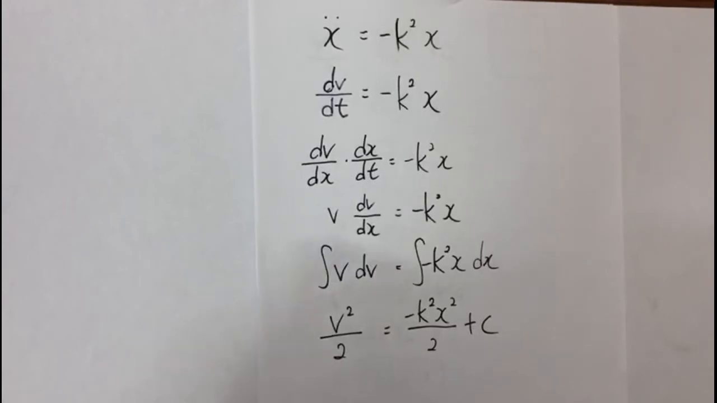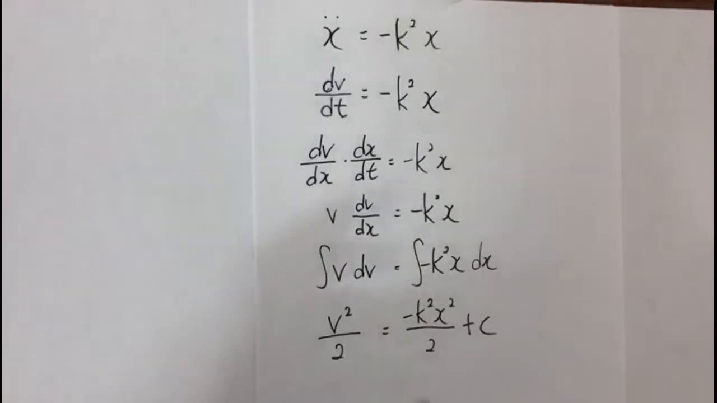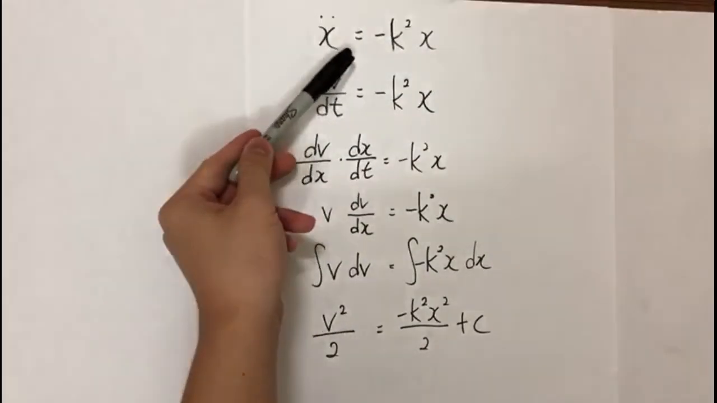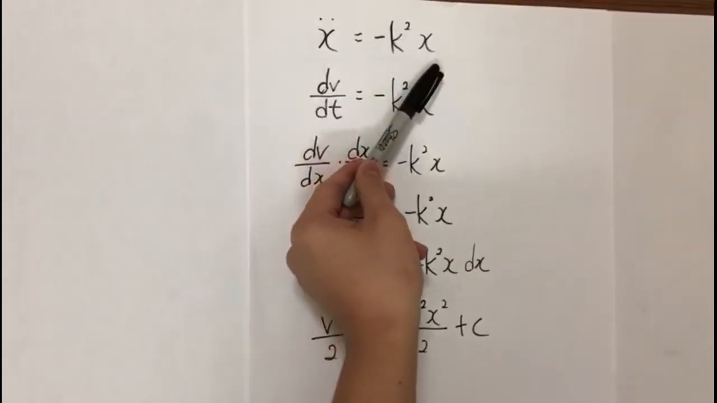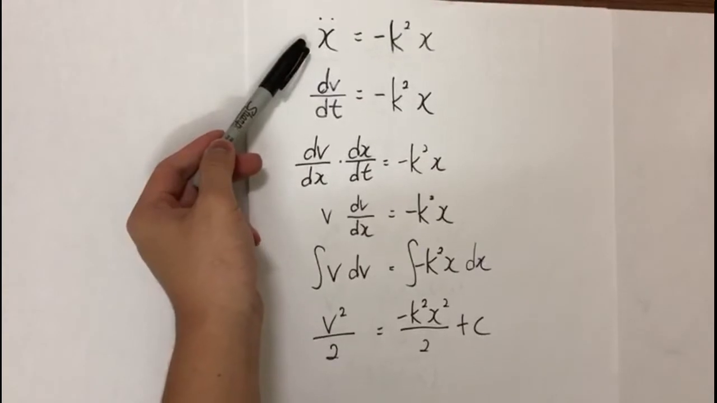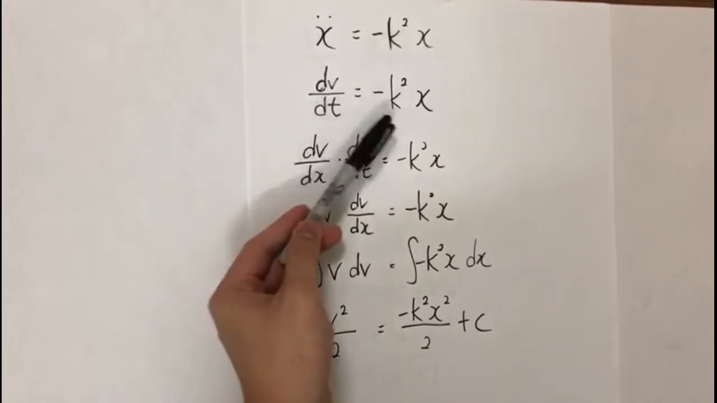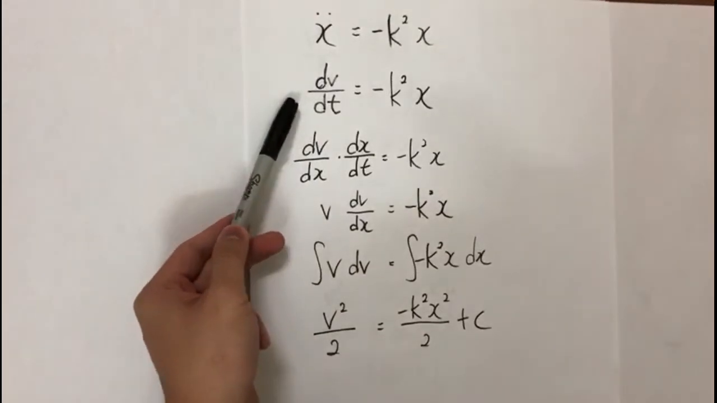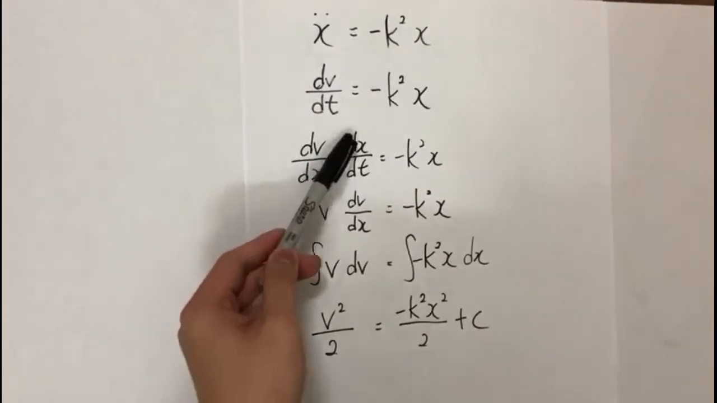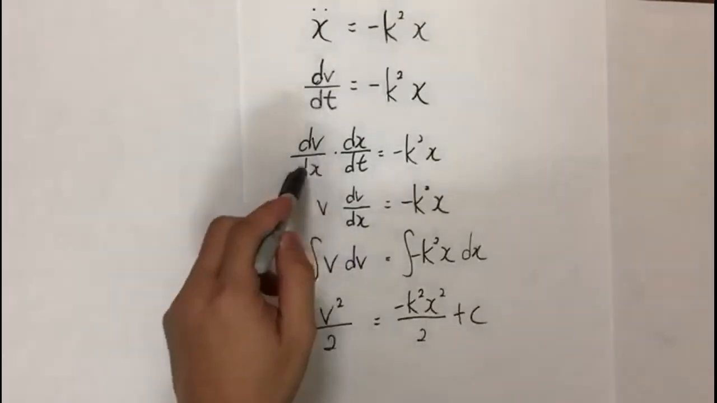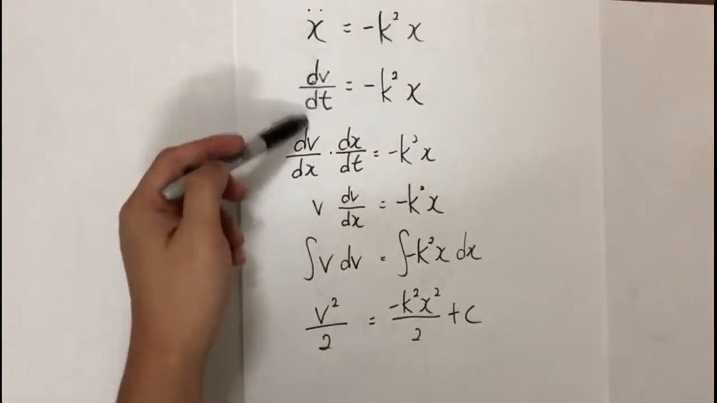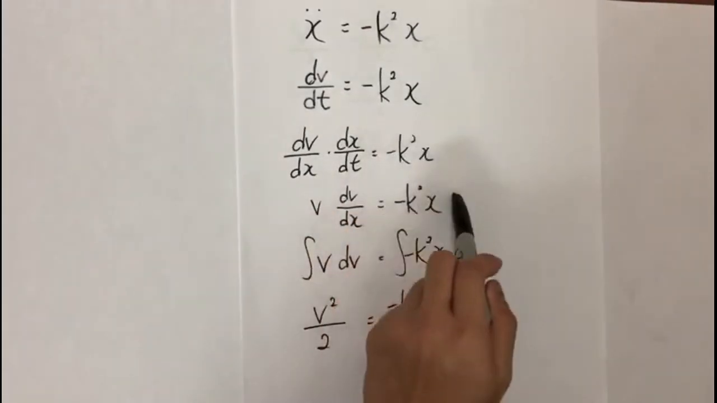As you all know, acceleration is directly proportional to displacement. Given that the equation is acceleration equals negative k squared x. Acceleration can also be written in the form of dv/dt equals negative k squared x. dv/dt can also be separated in the form of dv/dx times dx/dt. By simplifying dx and dx, you still get back the original equation dv/dt equals negative k squared x.